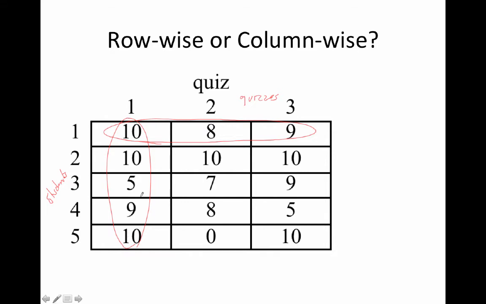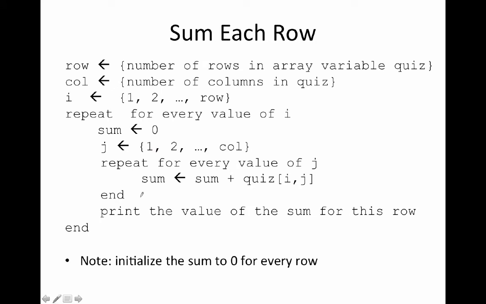So it depends on what you want to do. All right, so let's say we want to do something for every row, which is for every student. So in that case, the outer loop has to be over the rows. So i is going to iterate through all of the values of the row indices, and we're going to repeat for every value of i. So the outer loop here is over the rows.